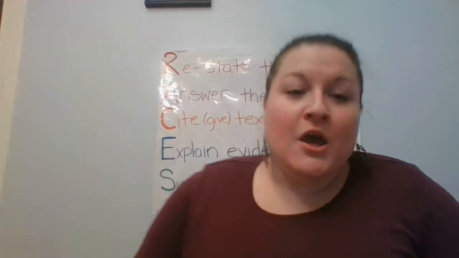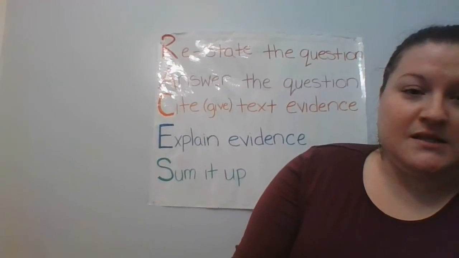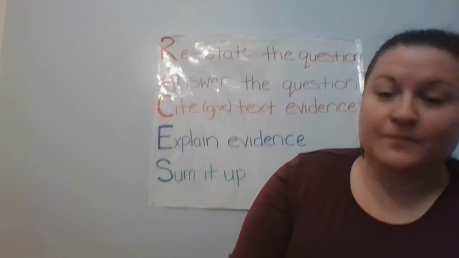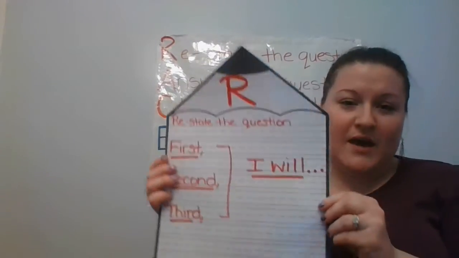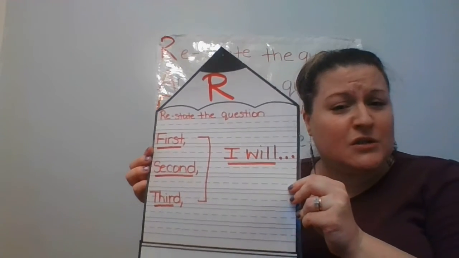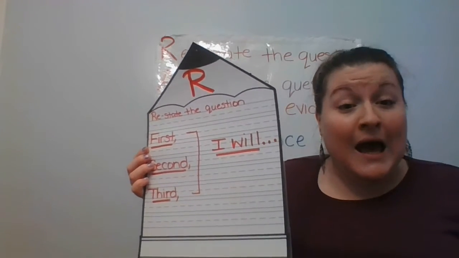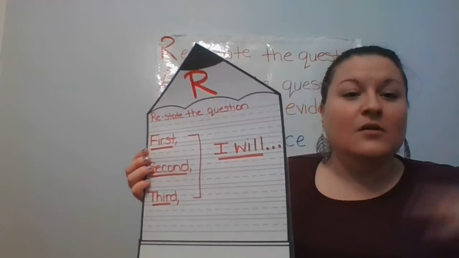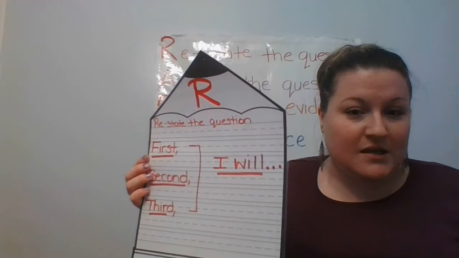So today what I want to review with you is what those sentences look like and give you some sentence starters. So if you see behind me, I have RACES on the board. The first thing you have to do is restate the question. And the way I do that is I think restate the question. So if you're writing just a short response, you'll say, I will, and then you would fill in the rest of the question. I will tell whatever the question's asking, or I will explain whatever the question's asking us to do.